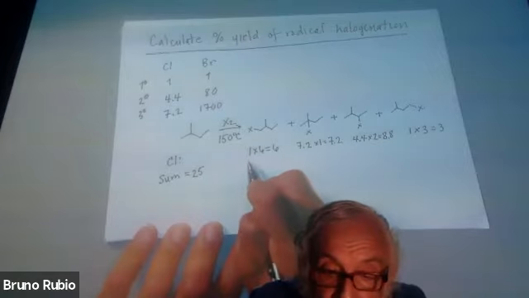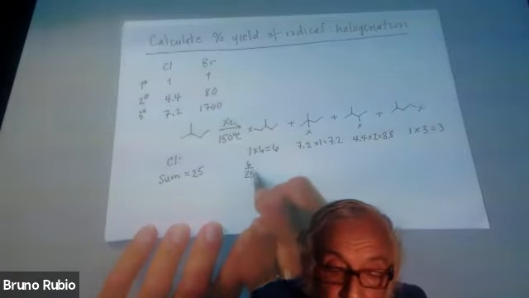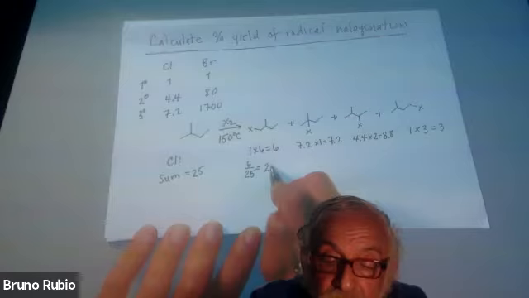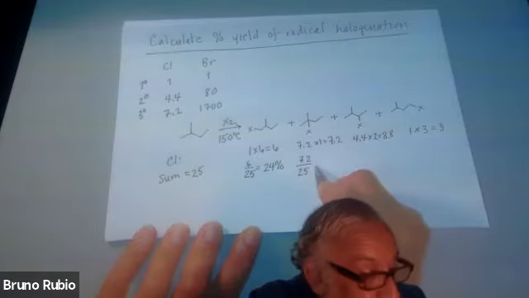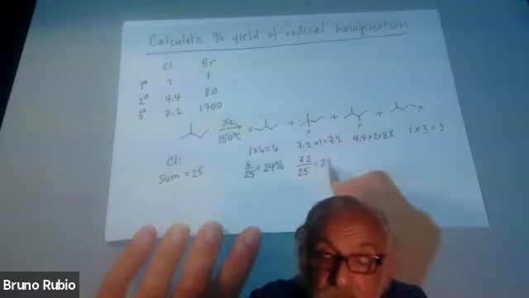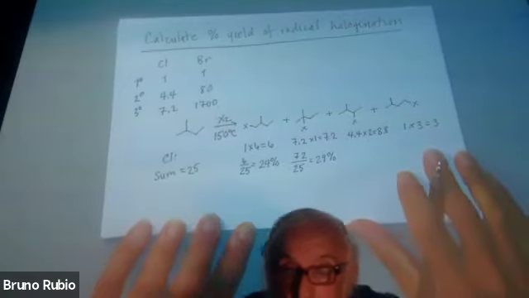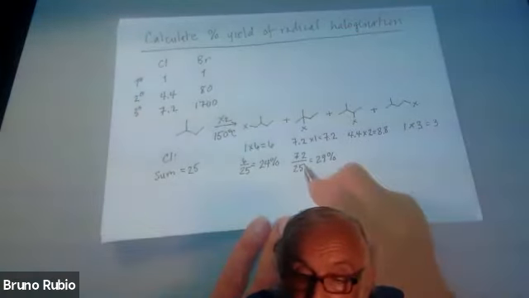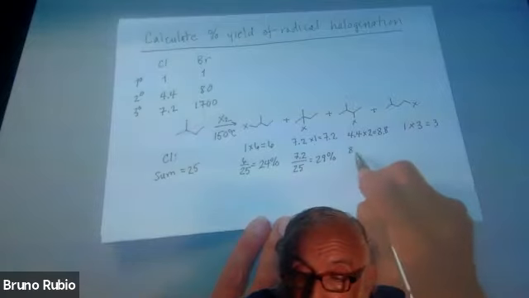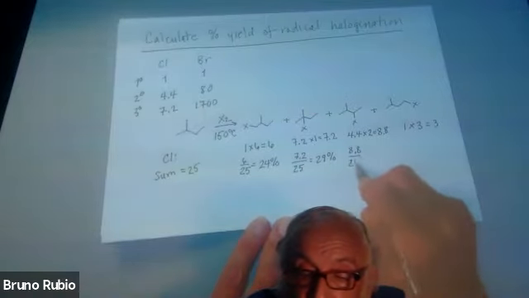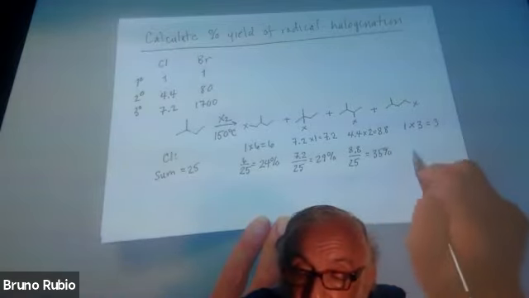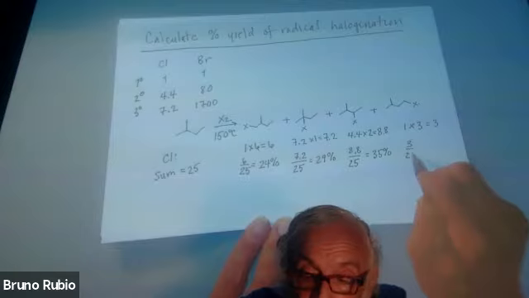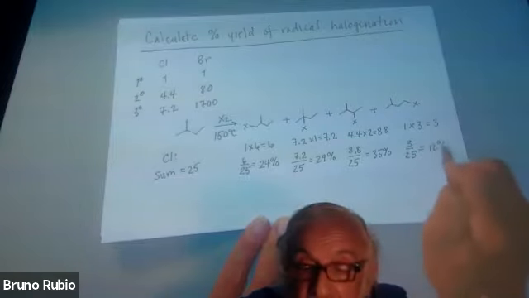So this is going to be 6 divided by 25, that's 24%. This is 7.2 divided by 25, that's going to be 29%. Okay, so this is 8.8 divided by 25, that's 35%. And this is 3 divided by 25, that is 12%.